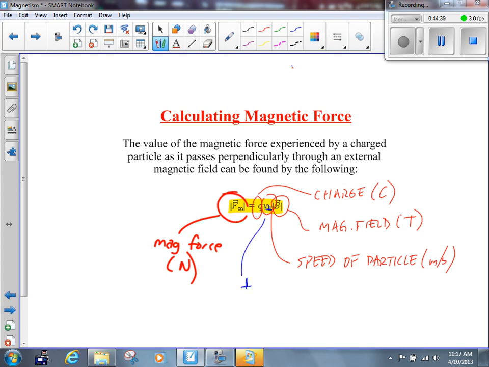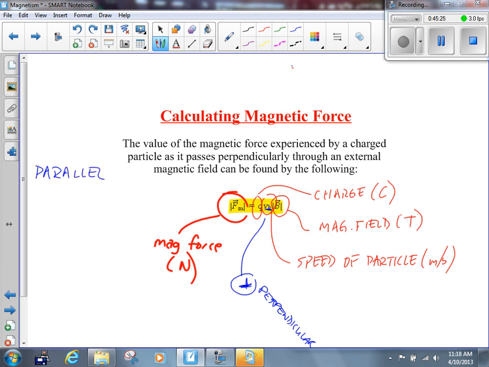What does this mean? It means that in order for this equation to be valid, the particle must be moving perpendicular to the magnetic field. The hand rule doesn't work if the charged particle isn't moving perpendicular to the field. The equation doesn't work if the charged particle isn't moving perpendicular to the field. So all of the questions that we will get will involve the charged particle moving perpendicular to the magnetic field so that we can use this equation. Or they will involve the charged particle moving parallel.